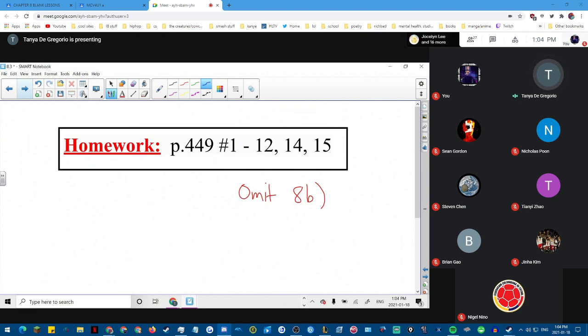So let's just take a short break. So it's 1:04 on my laptop. So let's reconvene at 1:10. Let's say 1:10, and then we'll do the second part of this lesson, or 8.4. Cool?